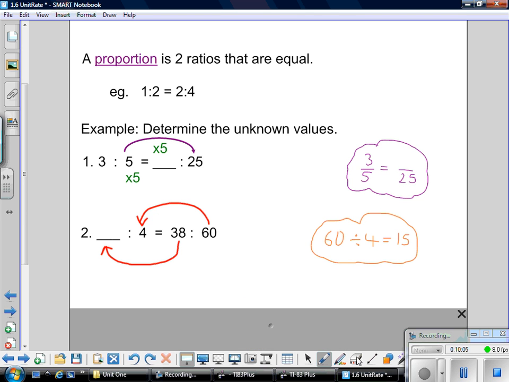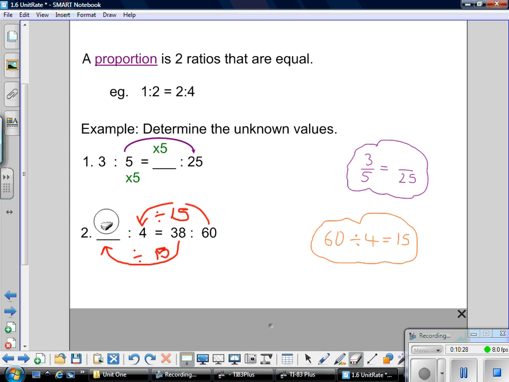So when I do that, I'm going to put 15 here. That means if I divide 60 by 15, I get 4. So if I take 38 and divide it by 15, I should have my answer. And that's a 5, by the way.